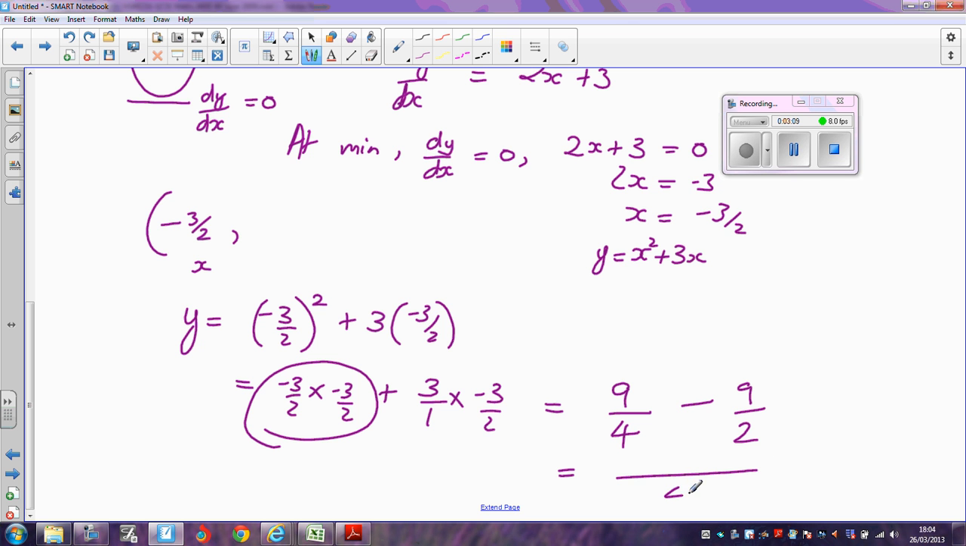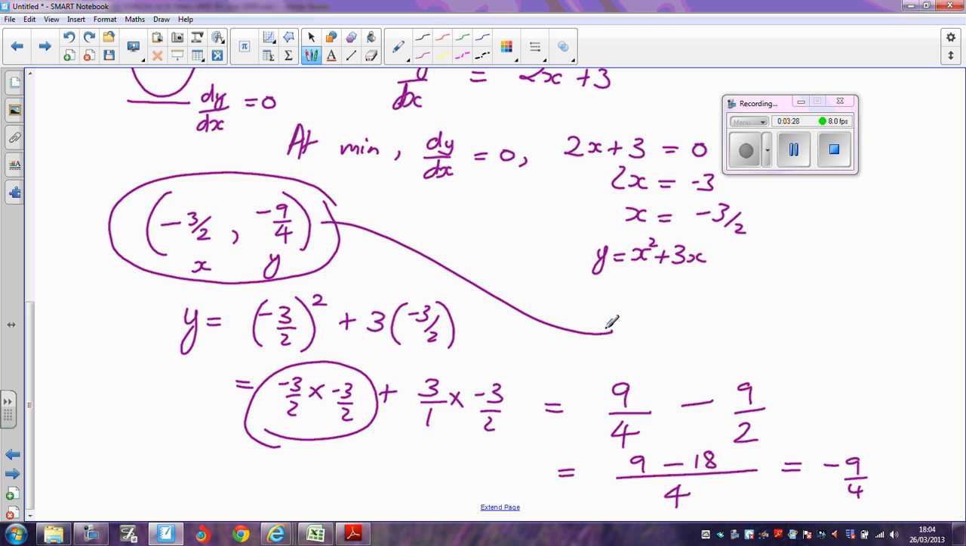But if we make both fractions over 4, it becomes 9 over 4 minus, now we've multiplied the bottom by 2, so we multiply the top by 2, and we get 18. 9 minus 18 over 4 then is minus 9 over 4. So the y coordinate there is minus 9 over 4, and that's your final answer. You could also obviously have written it as minus 1.5 and minus 2.25. That would also do. Or minus 1.5 and minus 2 1/4. That would also be fine.